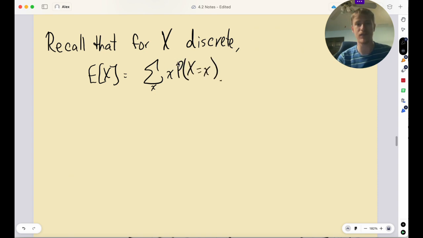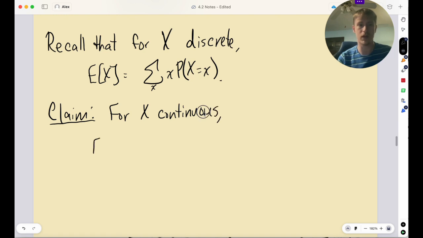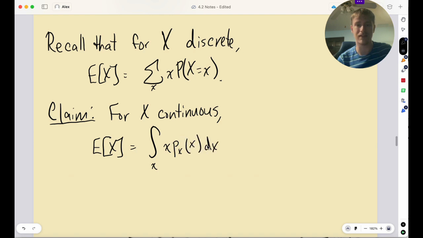Okay, so I'm going to give you a claim now, and the claim is that for a continuous random variable x, we have the following expression for the expected value. Just as you would expect, instead of a sum, it's going to be an integral over all possible x of x times the probability density function, so it would be that dx.